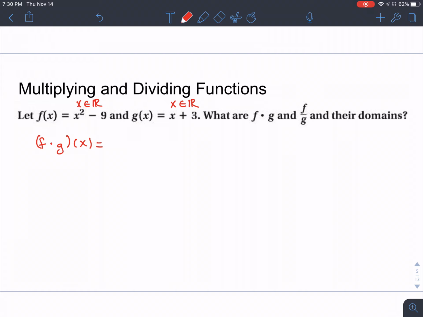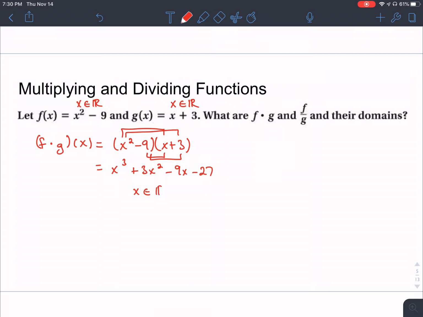So when I'm multiplying these, it's literally x squared minus 9 multiplied by x plus 3. Here's the good news. You should know exactly how to approach this. This is just the FOIL method. So we end up with x cubed plus 3x squared minus 9x minus 27, where x is an element of all real numbers, taking both of those domains into account.